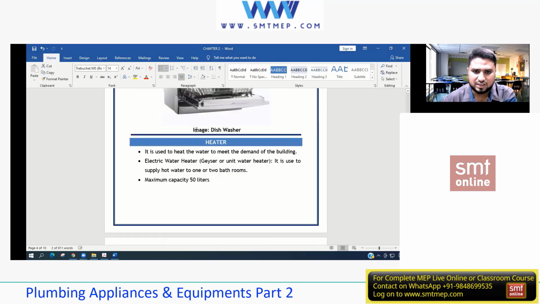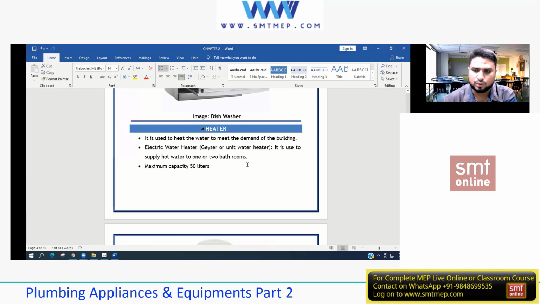Okay, next is a heater. What exactly is a heater? In technical terms, a heater is just to maintain the demand of the building. An electrical water heater is a device or an equipment which is here to maintain the hot water demand, to meet the demand of the building. Demand of the building in the sense, what demand? Hot water demand. Always remember.